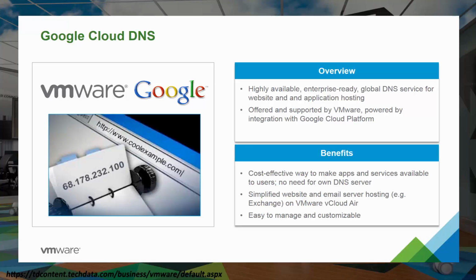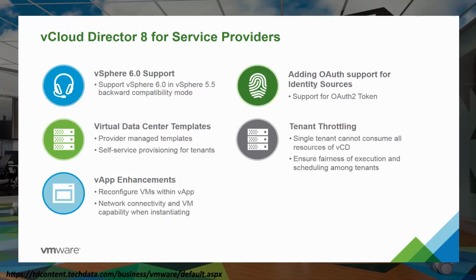In partnership with Google, vCloud Air will also be offering an enterprise-ready global DNS service powered by Google Cloud DNS. This is a highly available, production quality, high volume DNS service that will take advantage of Google's infrastructure for low latency worldwide. This service will not only make it simpler for customers to host their public-facing websites on vCloud Air, but it also solves an important challenge for organizations looking to move their email servers such as Microsoft Exchange to the cloud. Additionally, this service can be customized using a scriptable command line interface. It also has a developer console user interface and can be used with REST APIs.